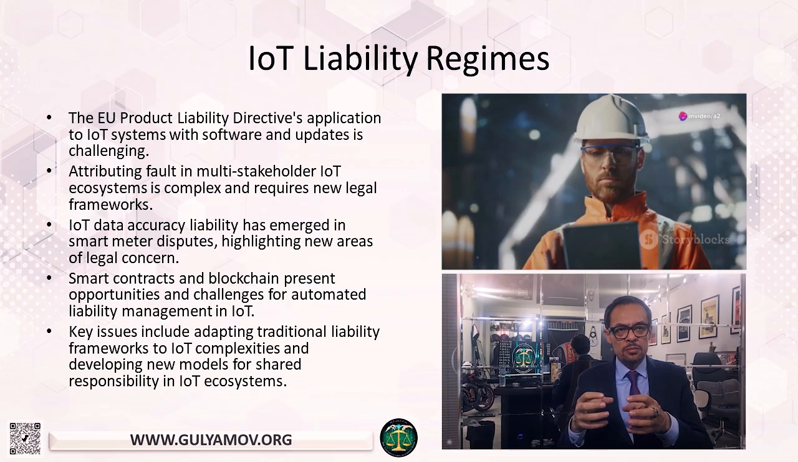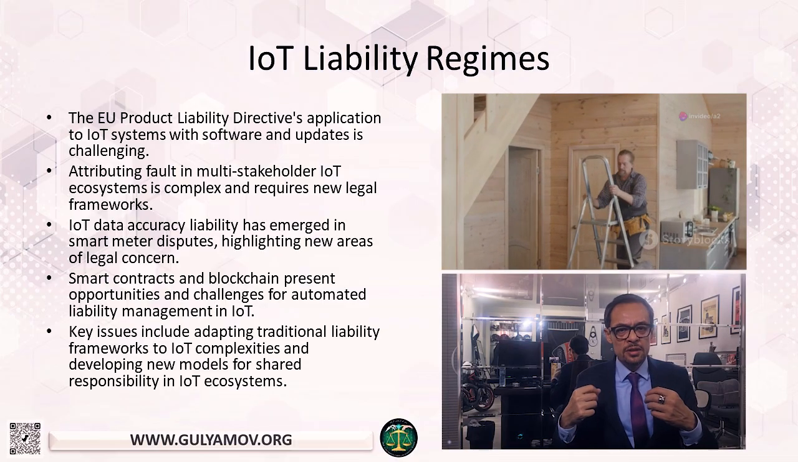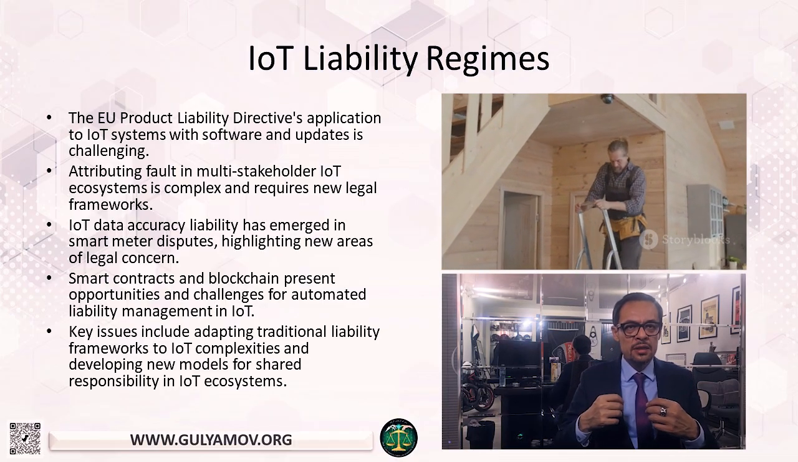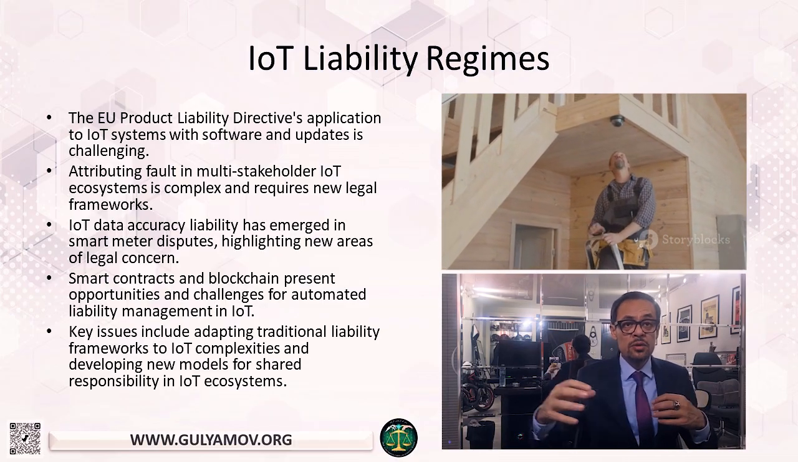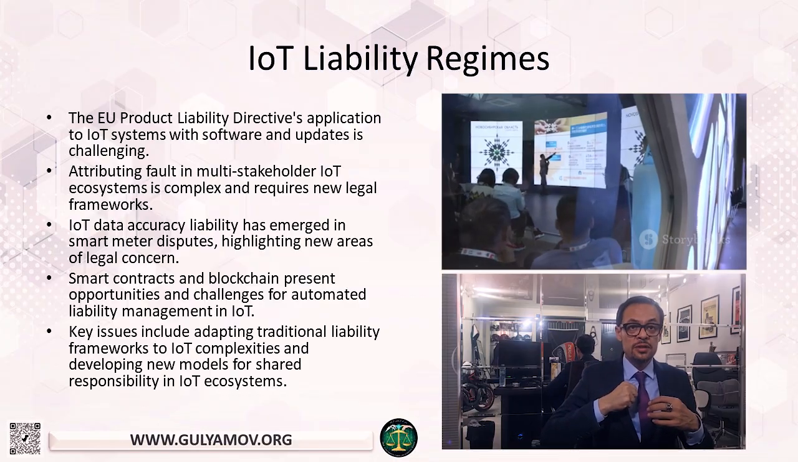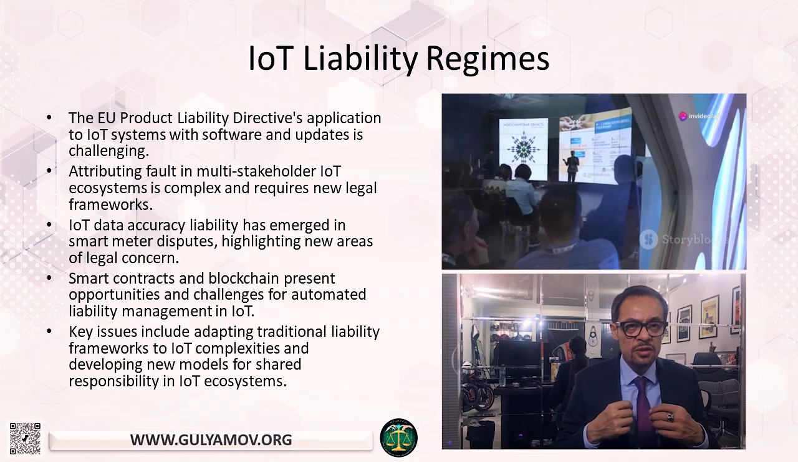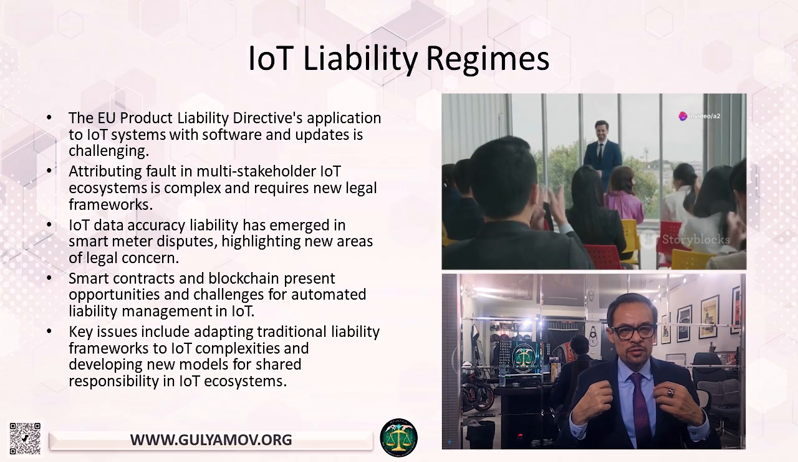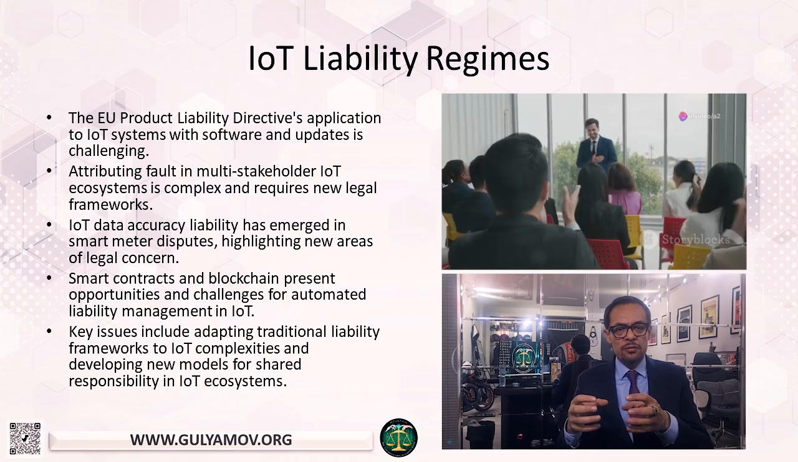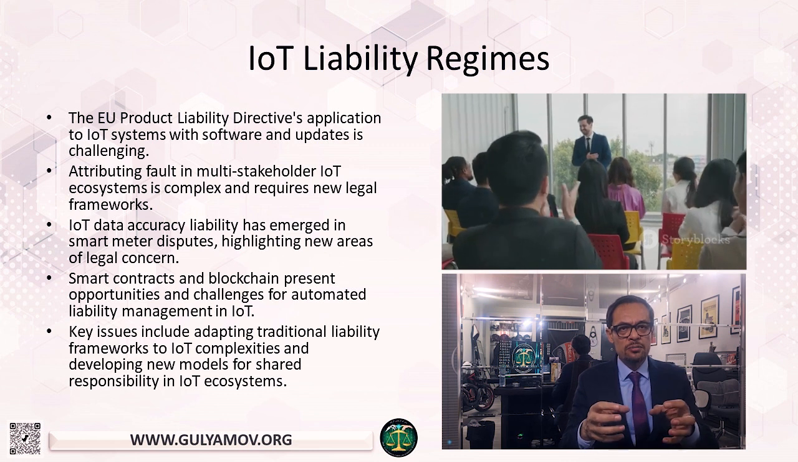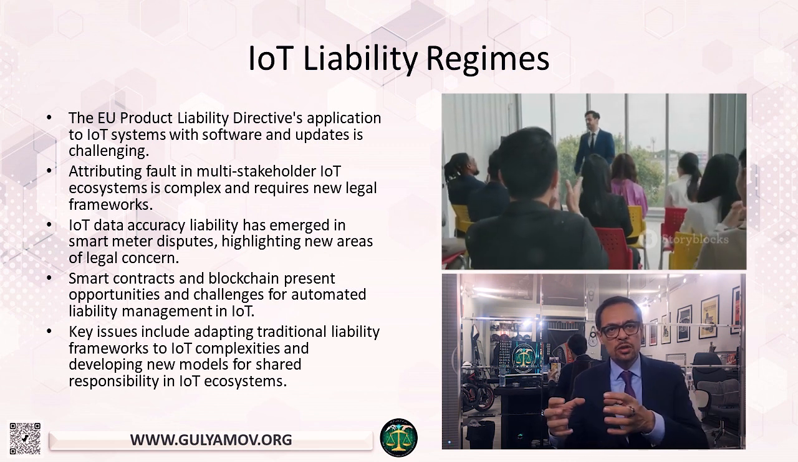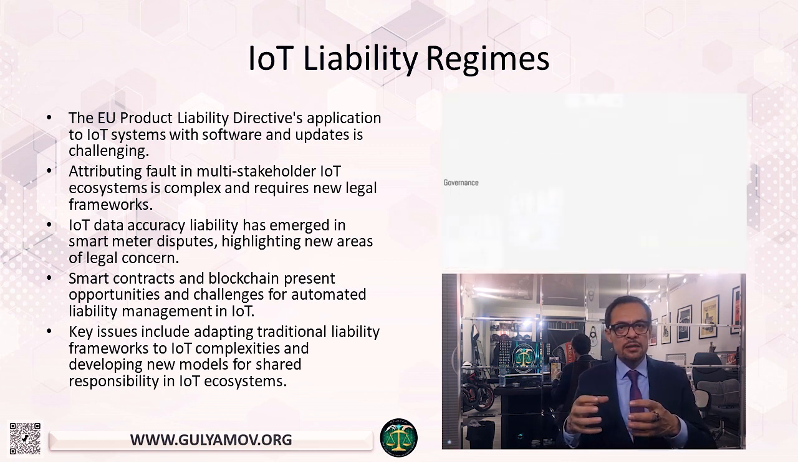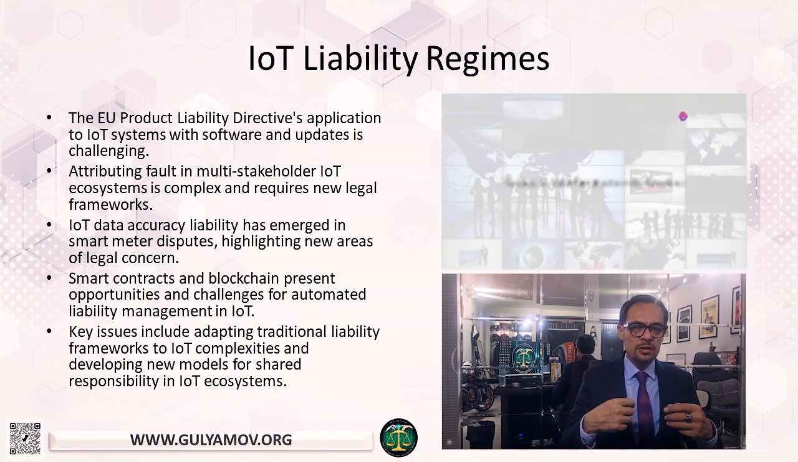The intersection of IoT with emerging technologies like smart contracts and blockchain presents both opportunities and challenges for automated liability management. As we navigate this evolving landscape, key issues come to the fore: adapting traditional liability frameworks to the complexities of IoT and developing new models for shared responsibility in these interconnected ecosystems.